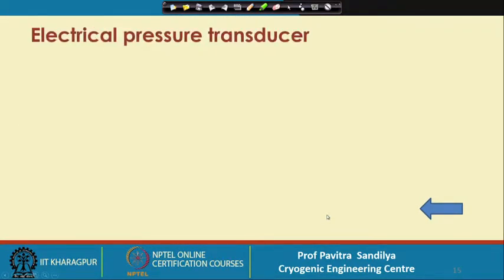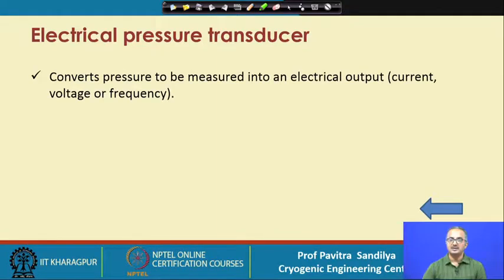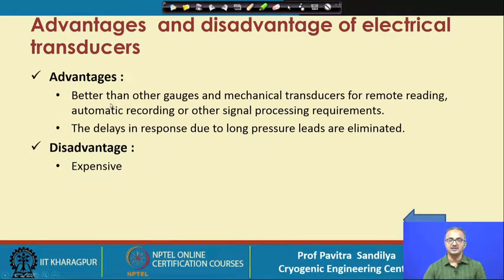Next we come to the electrical pressure transducer. In this, the pressure sensed is converted into some kind of electric signal, either in terms of current or voltage or some frequency. Now what are the advantages and disadvantages? Let us see that the advantage is they are better than the other gauges and mechanical transducers for remote reading or for automatic control or for signal processing. That means if we want to have some automation in the industry, we cannot use the mechanical transducers.